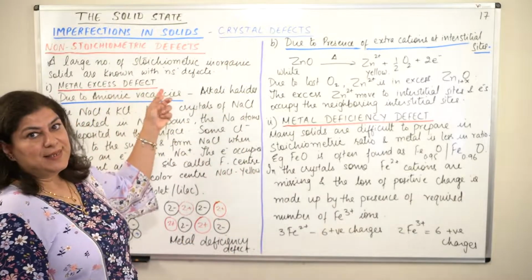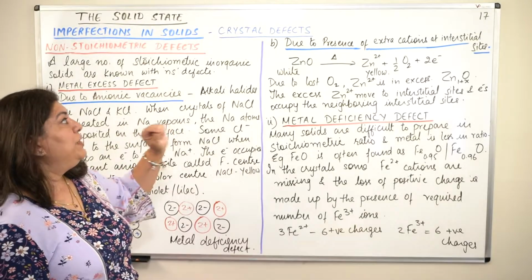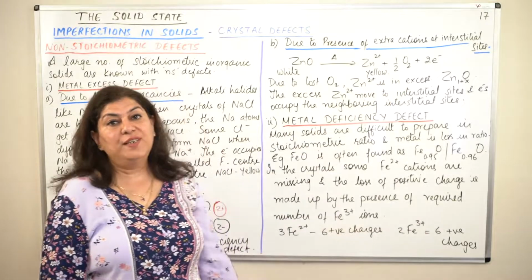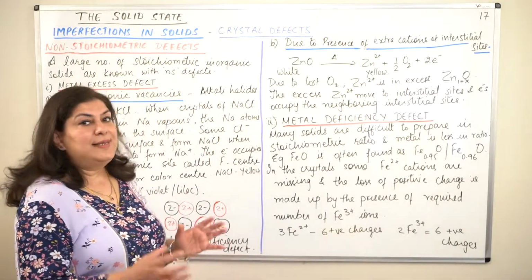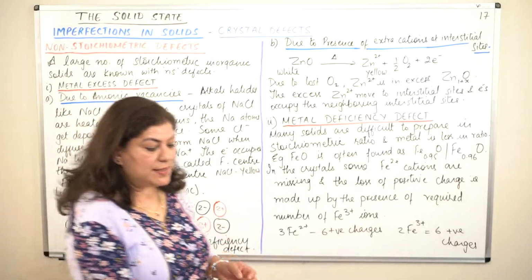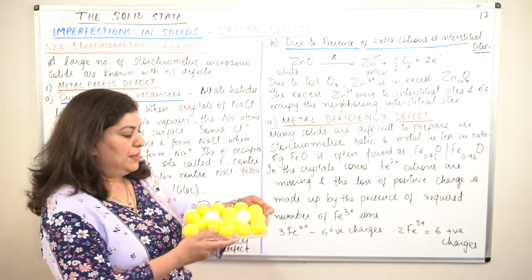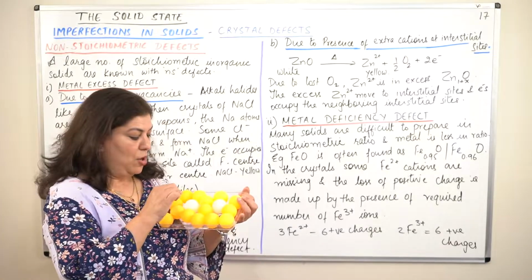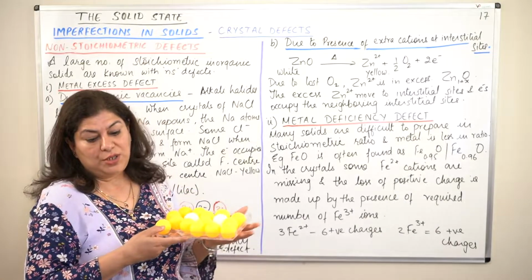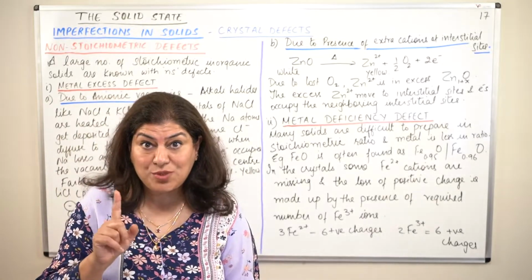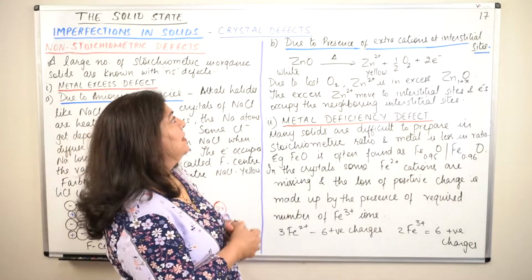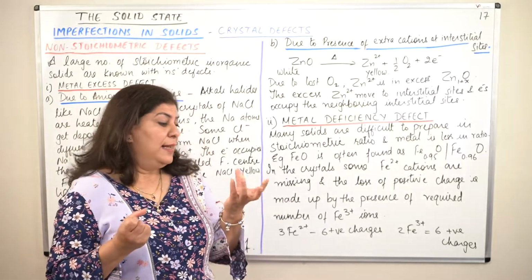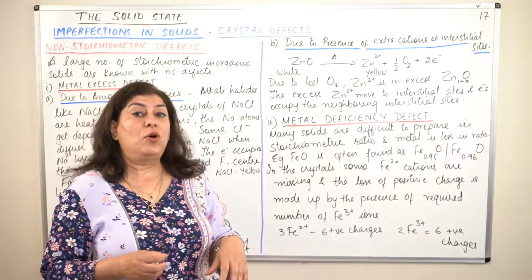Metals can be in excess, or metal excess defect can also be due to the presence of extra cations at interstitial sites. You do understand the interstitial sites. What is an interstitial site? If this is the crystal, the spaces between the sites, the vacancies or the voids, they are called the interstitial sites. They are not lattice points. What happens when you have a very small cation, like in the case of zinc oxide?